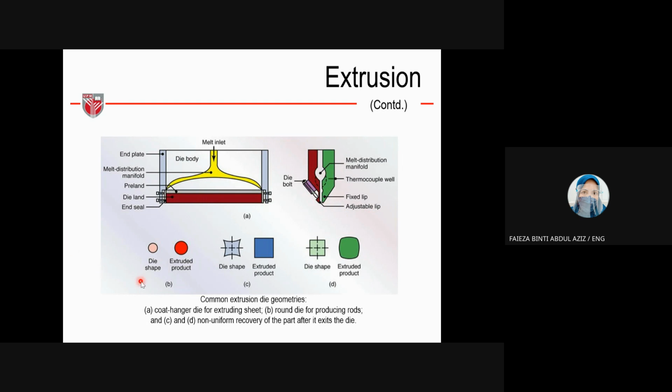At the bottom, B, you can see the round die shape, a round die for producing rods. Here we have B, C, and D. On the left is the die shape, and on the right is the extruded product. The die is like this, and the final product is like this. This die shape gives this final shape. These are the extruded products.